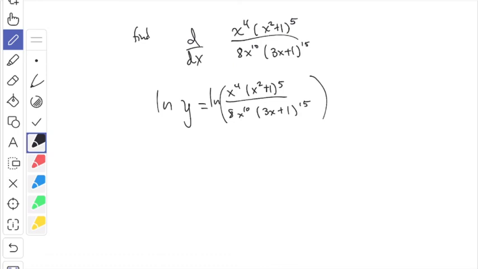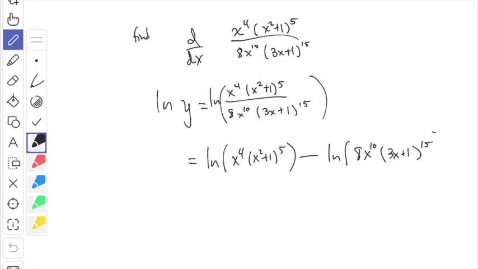And then we are going to simplify the log on the right. So on the right side, first of all, it's a big quotient, which means I can subtract the numerator from the denominator. So this is the same as log of x to the 4, x squared plus 1 to the 5, minus log of 8x to the 10, 3x plus 1 to the 15. All right.